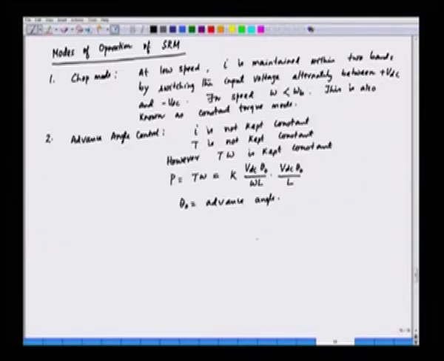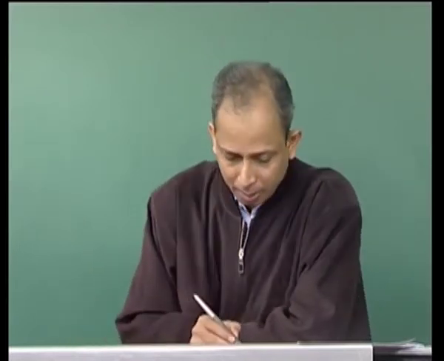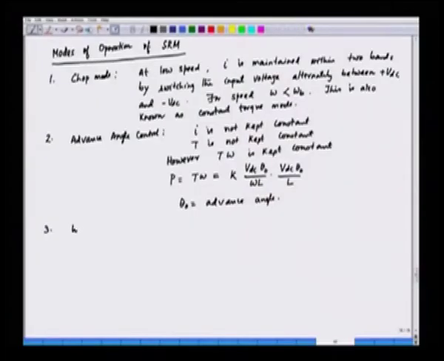So, with the increase of speed we increase theta naught so that the power remains constant, and that is called the advanced angle control. And this goes up to some speed, and once you increase it, theta naught reaches its maximum value. So at theta naught equal to theta naught max, you cannot further increase theta naught. So when theta naught reaches theta naught max, theta naught is kept constant.